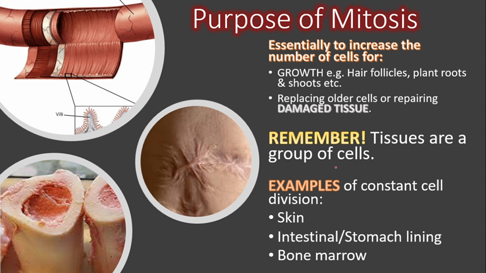Examples of constant cell division include the skin, the intestines, the stomach lining, even bone marrow. All these are examples of parts of your body that undergo constant cell division. When your skin gets scarred, or when tissue gets scarred from your skin, immediately mitosis starts to take place in order to repair the damage that was caused for whatever reason.